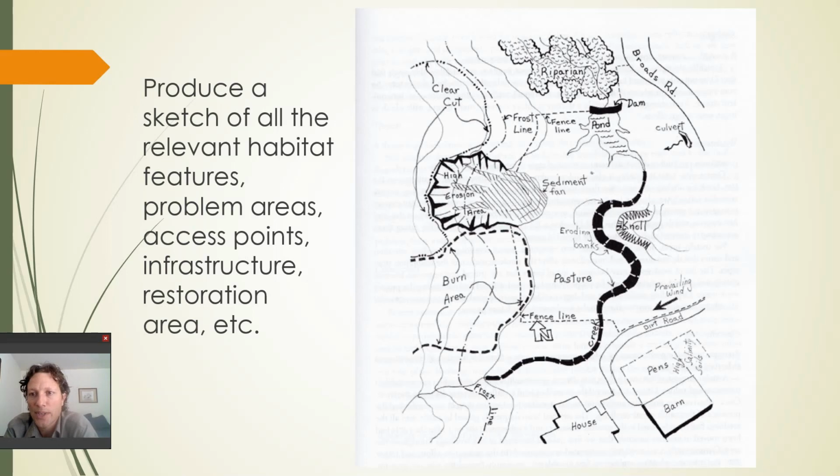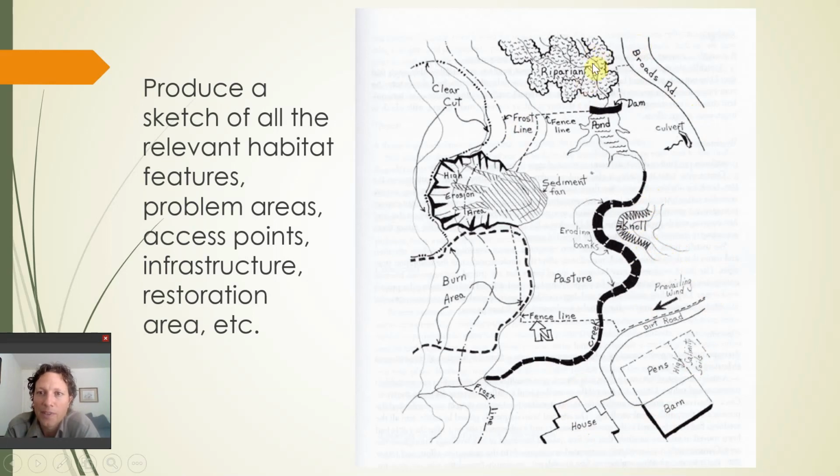So in this case, here's a nice example where we have a road, paved road, and a dirt road, and then we have a farm infrastructure here. The person who sketched this did a nice job of putting in some lines to indicate elevation.